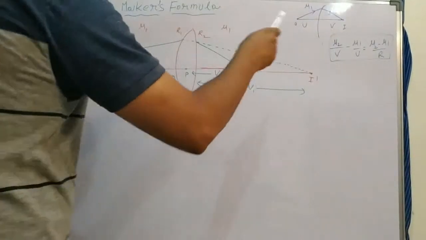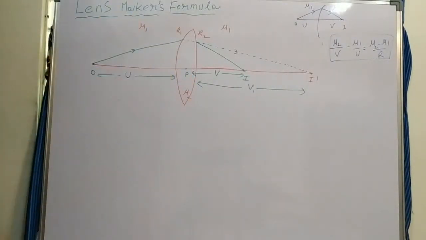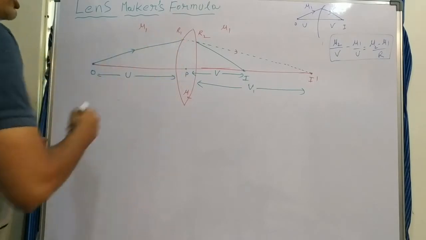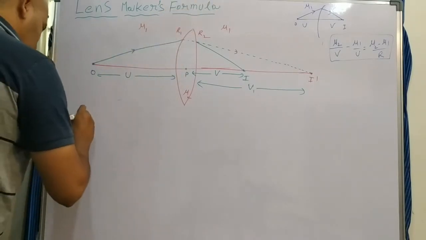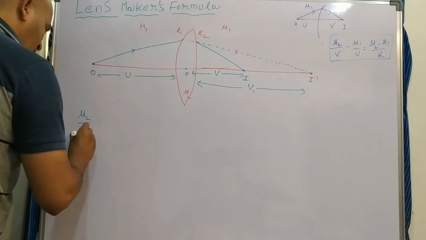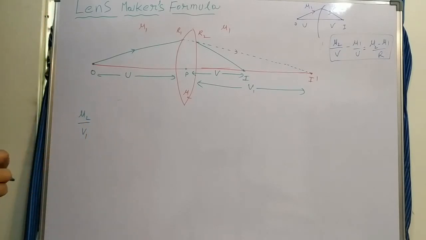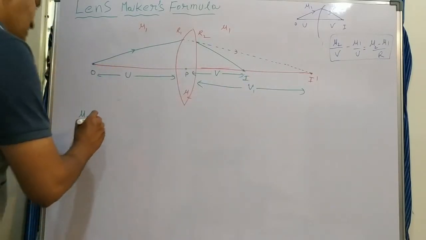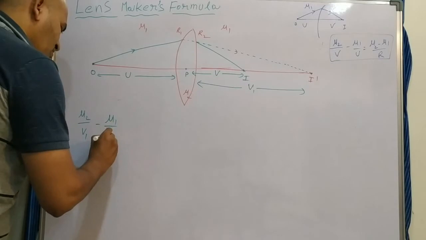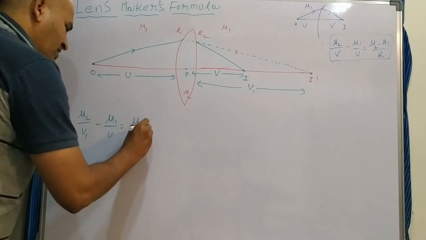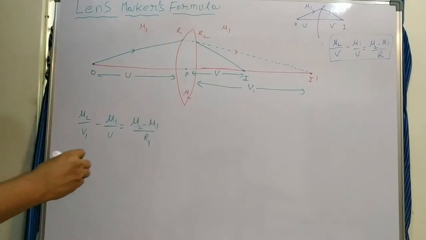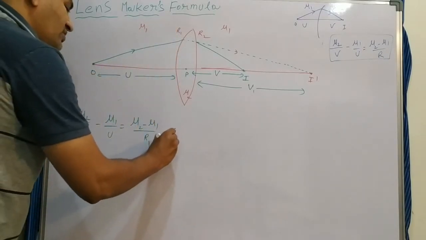Similarly, we can apply this formula for the two refracting surfaces. First, for the first refracting surface R1, light enters from mu1 to mu2 medium. So we can write mu2 by v1, because due to the first refracting surface the image forms at I dash, which is at distance v1, minus mu1 by u is equal to (mu2 minus mu1) by R1. First refracting surface over. This is equation number 1.